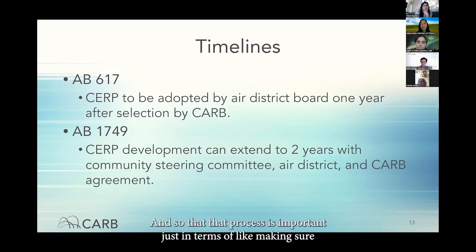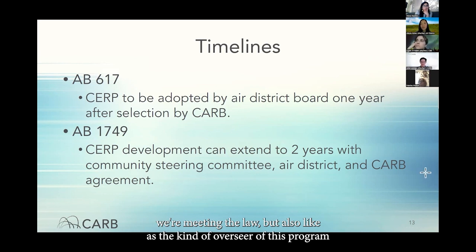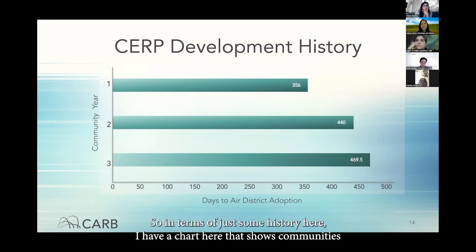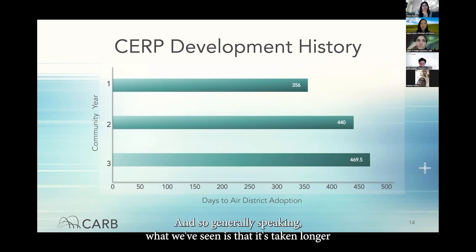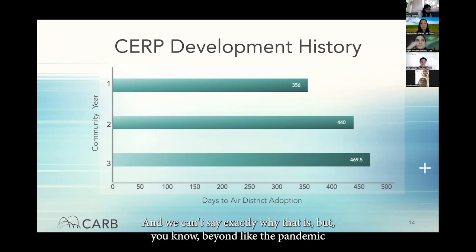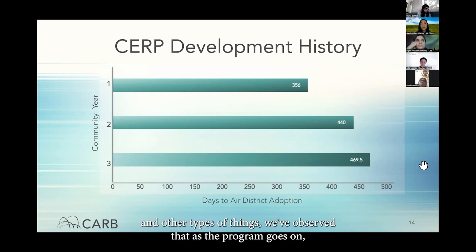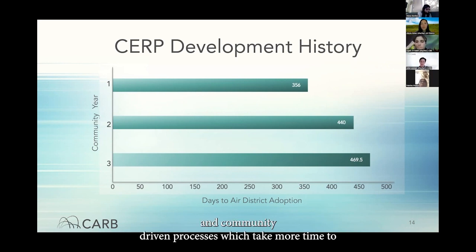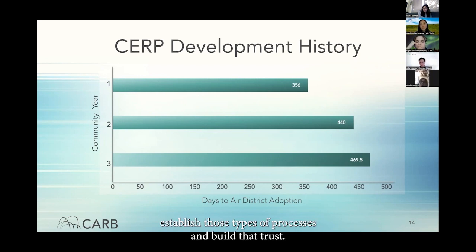That process is important in terms of making sure we're meeting the law, but also, as the overseer of this program, for there to be transparency around that. In terms of history, I have a chart here that shows communities selected in the first 3 years of the program and how many days it took from selection to SERP adoption. Generally speaking, it has taken longer on average to adopt SERPs. We can't say exactly why, but beyond the pandemic and other factors, we've observed that as the program goes on, there is a lot more co-leadership, partnership, and community-driven processes, which take more time to establish and to build trust than a process purely led by the district, for example. That's what I wanted to get across on this slide.